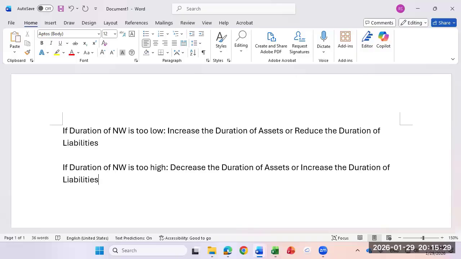So if you walked into Silicon Valley Bank, you calculate the duration of net worth, and it's like 8.7 years. Like, wow, the duration of your net worth is way too high. We need to reduce the duration of our assets, or we need to increase the duration of our liabilities. How would you do that? Let's start with this second one.